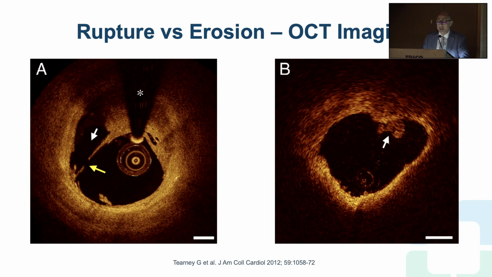So here in figure A, you see a break in the fibrous cap, and you see the plaque cavity now evacuated because of blood flowing through it. So that's a plaque rupture. In B, you see a thrombus with the underlying surface not really, at least not clearly, showing any breaks. So that is what we call plaque erosion.